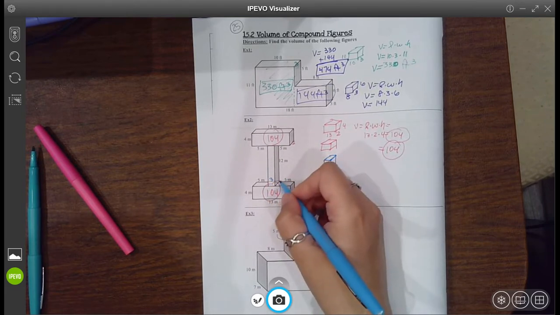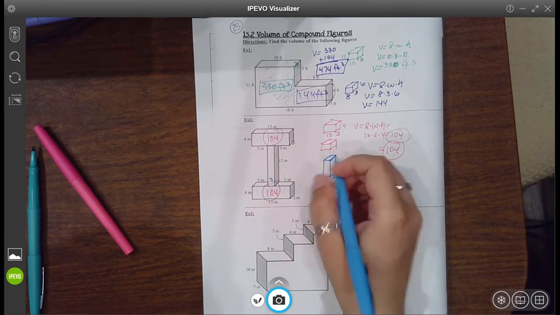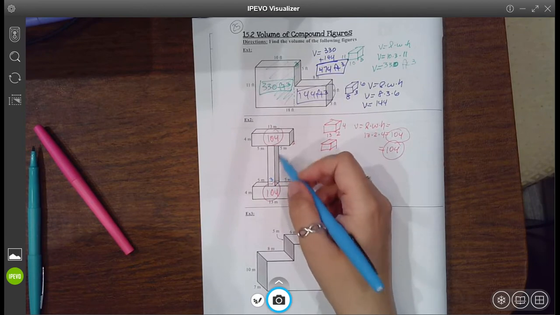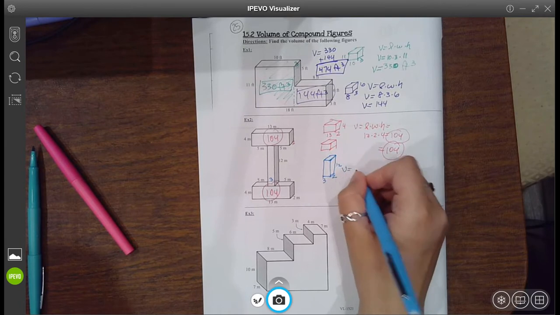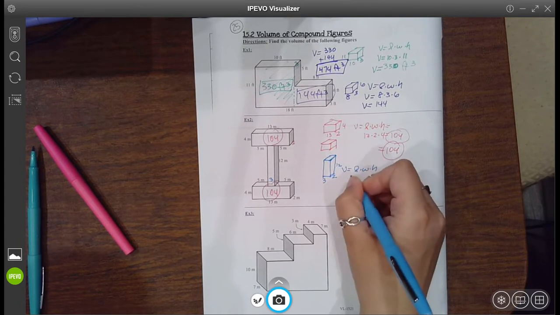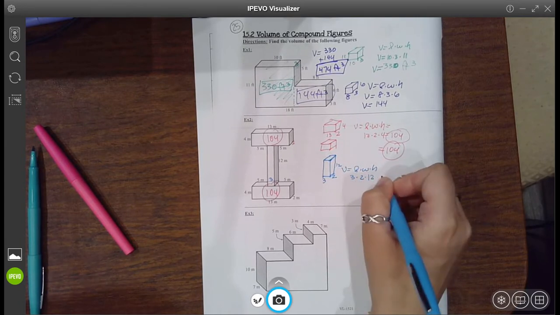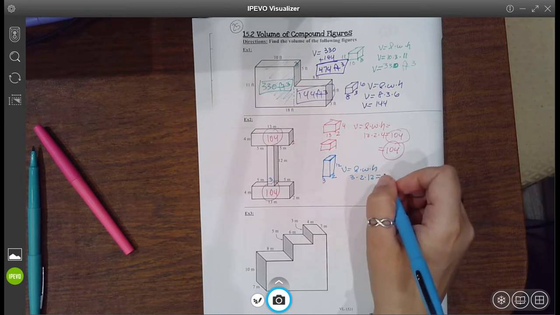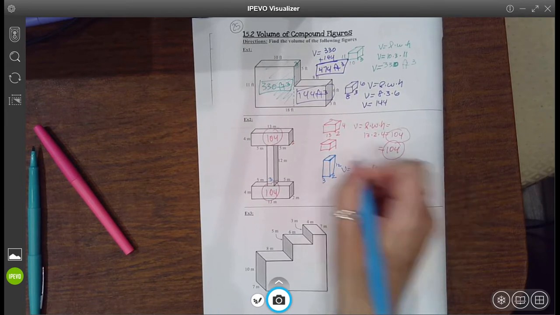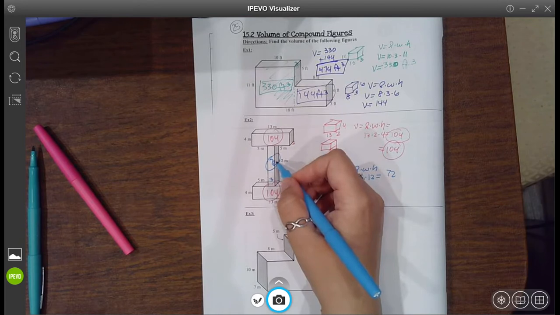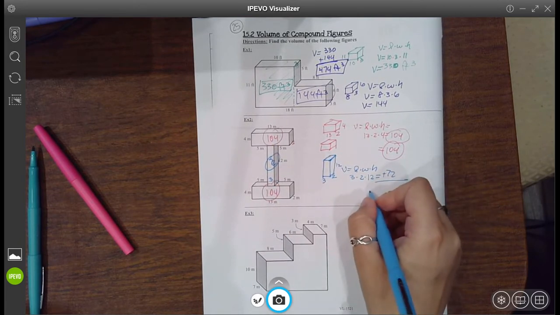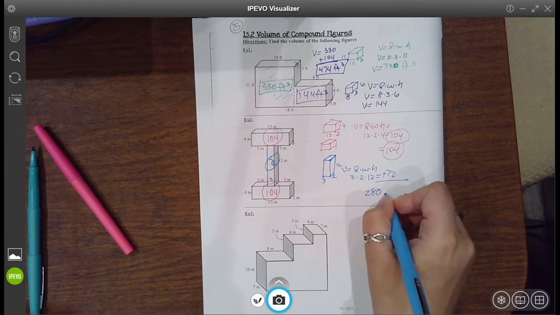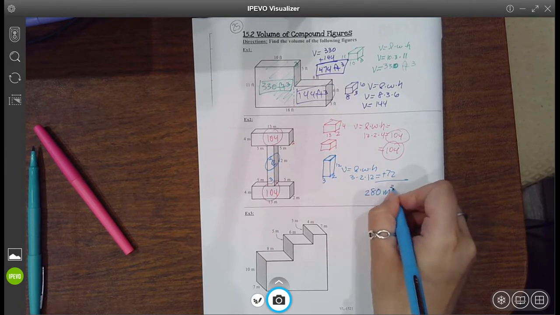It still has a depth or a width of 2, and it has a height of that middle part of the eye is 12. Okay, so length times width times height, you have 3 times 2 times 12. Go ahead and multiply all those and you get 72. So if you add the middle one plus the top and bottom, you get a total volume of 280 meters cubed. Yep.